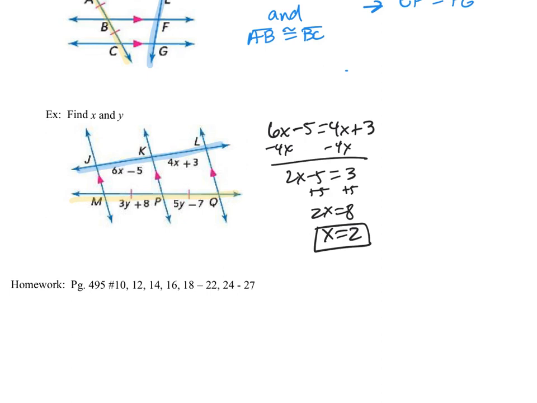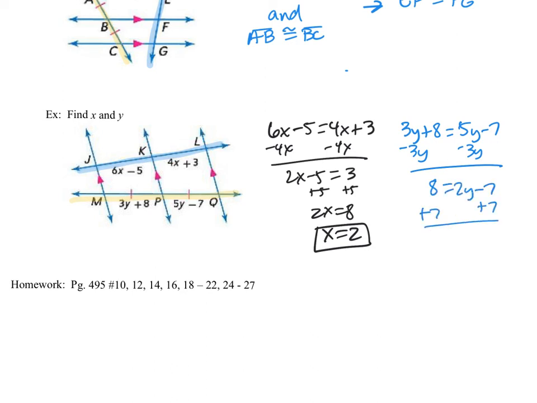Then we were also asked to find y. The tick marks tell us that these two segments are congruent, which means these measures are equal. So to find y, we can set 3y plus 8 equal to 5y minus 7. I just want y on one side, so I'm going to subtract 3y from both sides, and we'll get that 8 equals 2y minus 7. Then we'll add 7 to both sides and get that 2y is equal to 15. We're going to divide both sides by 2. So y is 15 halves, or you could call that 7½ if you like.